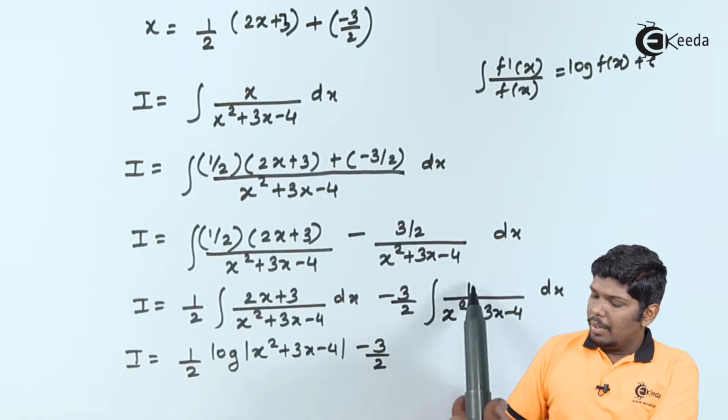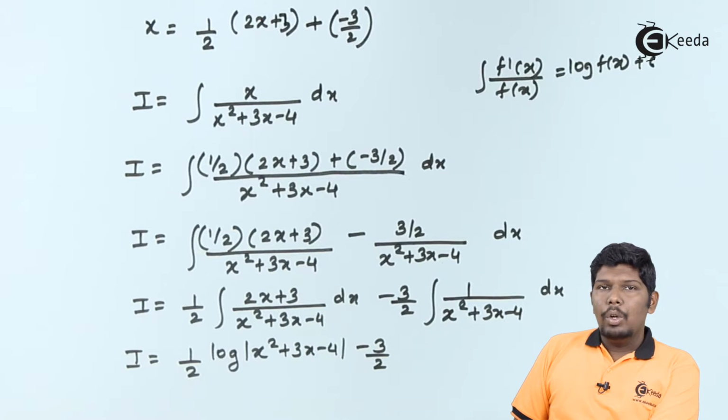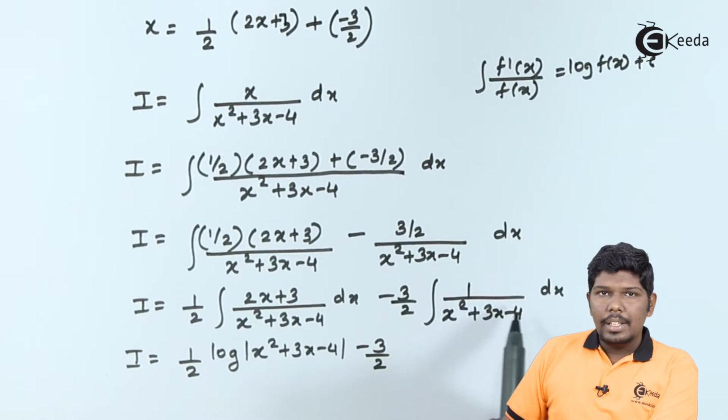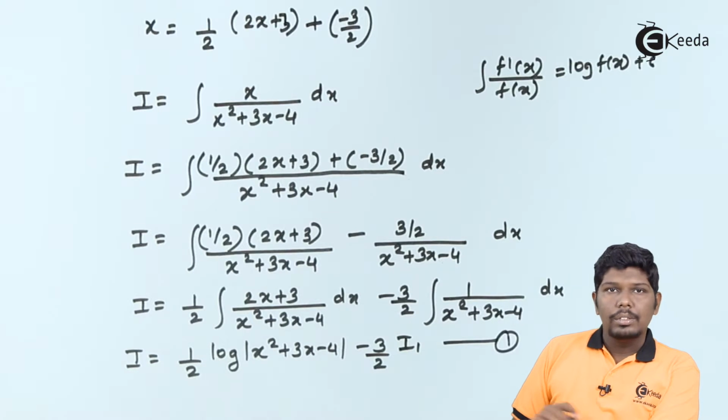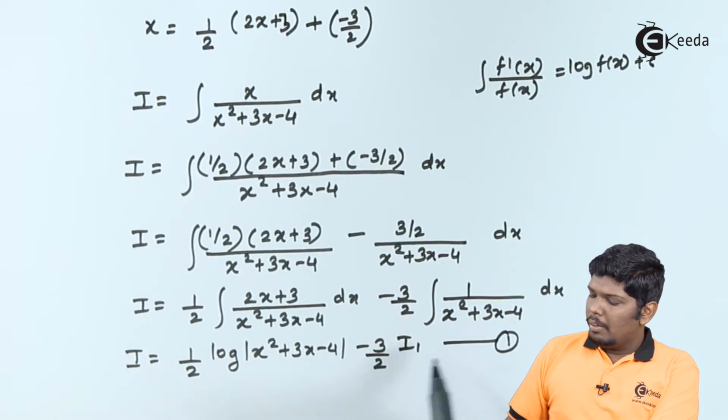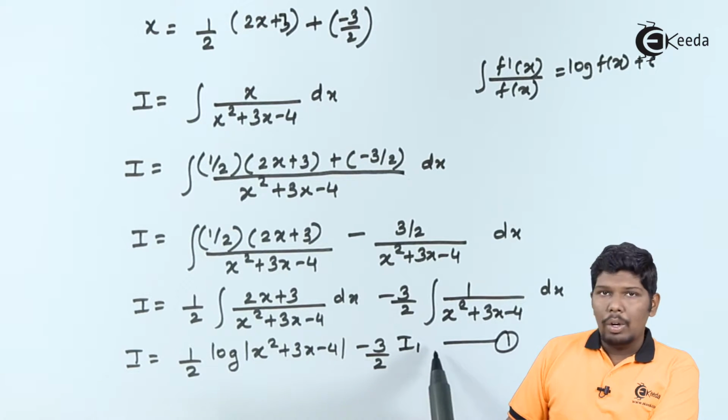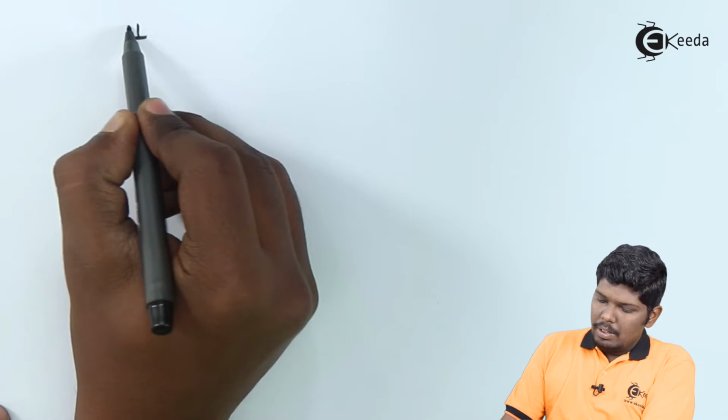In the second integral, we have 1 upon a quadratic, and we know very well that to find the integral of 1 upon a quadratic, we can solve it using the third term method. So let us consider this given integral as I1 and take it as equation number 1. Now we will solve for the value of I1 and substitute it in equation number 1.